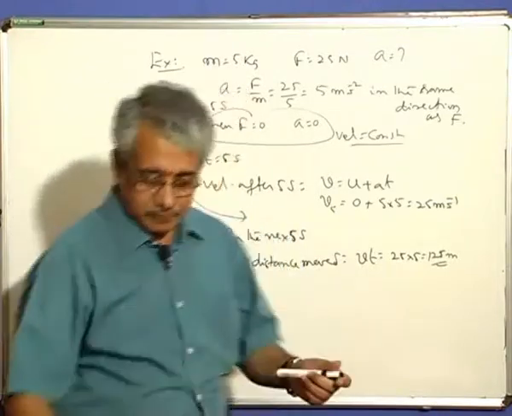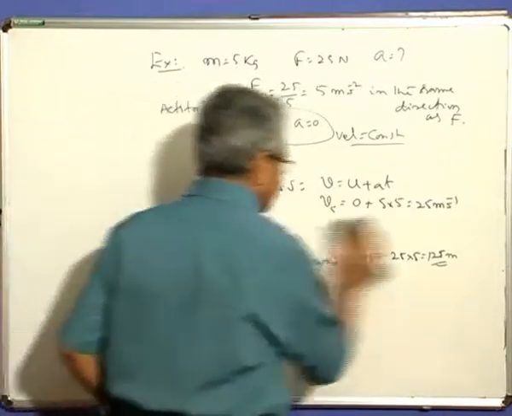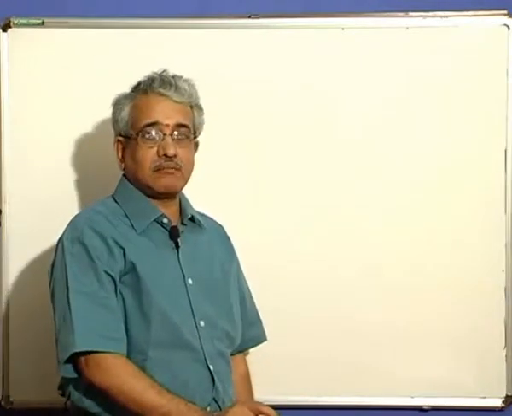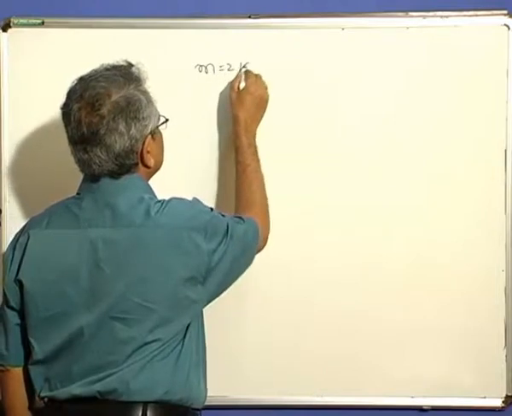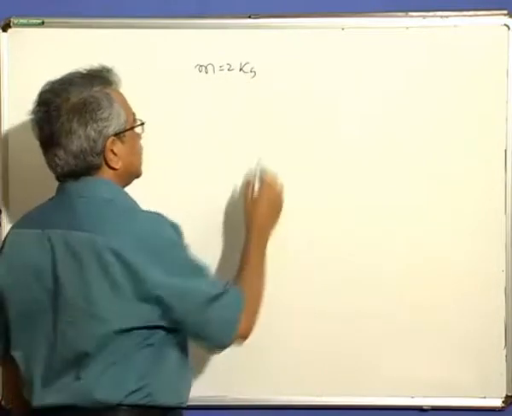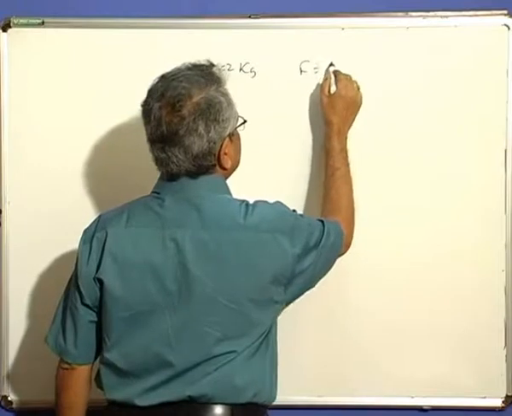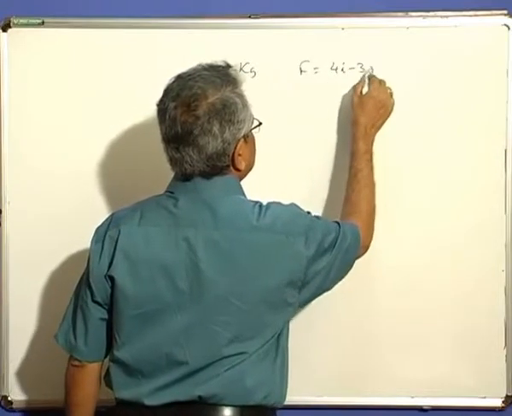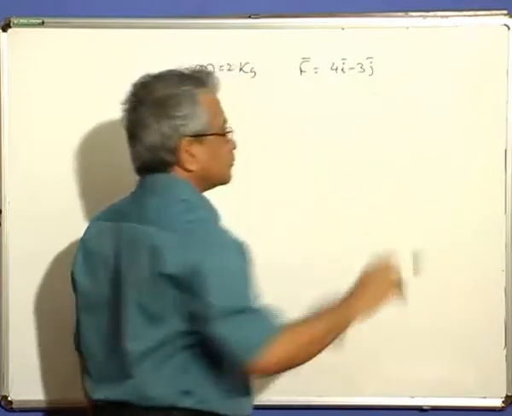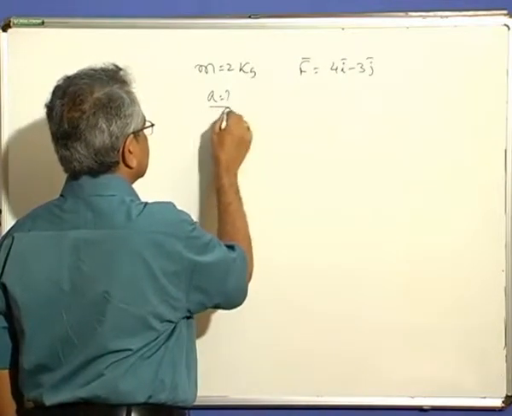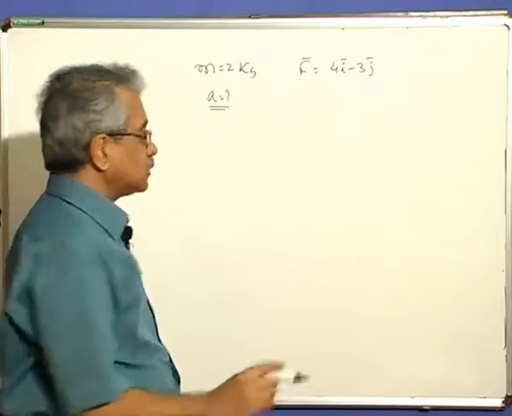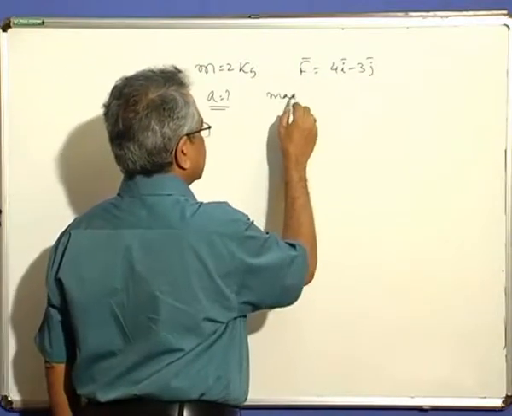We'll take another one. We shall take up another example here. There is a body of mass 2 kg, and a force acts on the body, given as 4i minus 3j. What is the acceleration produced in the body? We are asked to find both magnitude and direction.